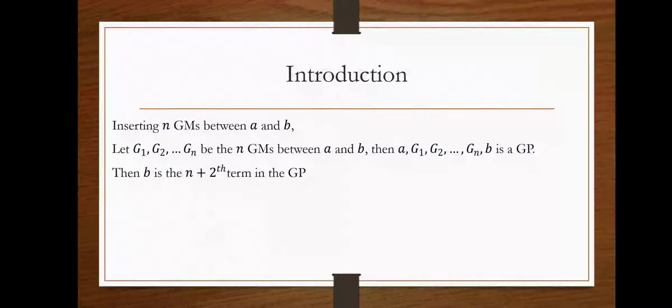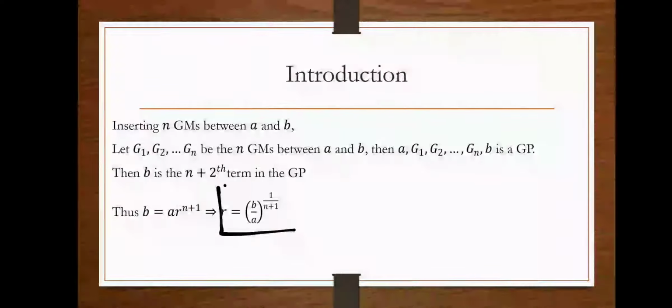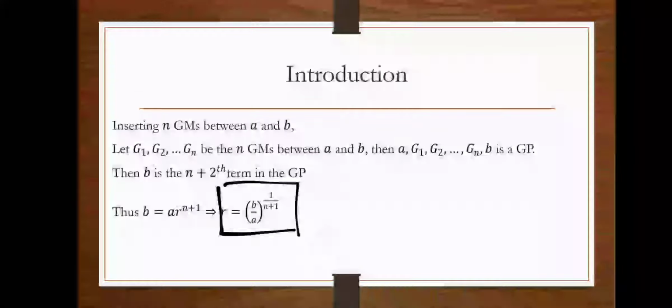Therefore b can be written as a r to the power n plus 1, where r is the common ratio between all these terms. So r is basically (b by a) whole to the power 1 by n plus 1. This is the formula which we need to focus on. From this formula we are going to find the value of the common ratio, and from there I can get the values of all the different geometric means.